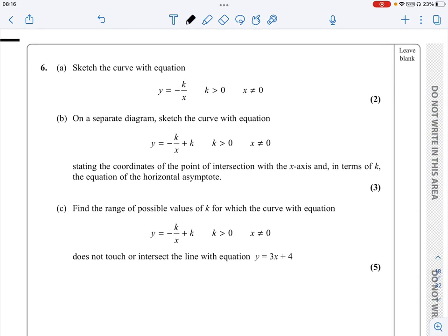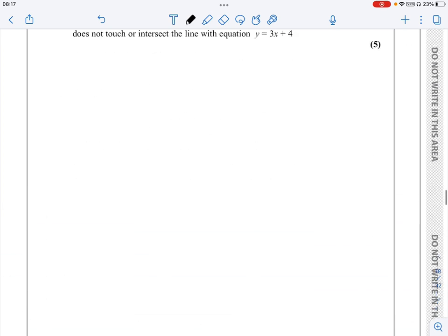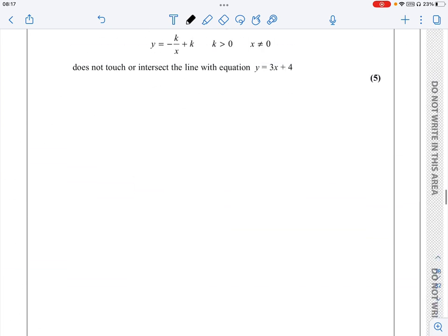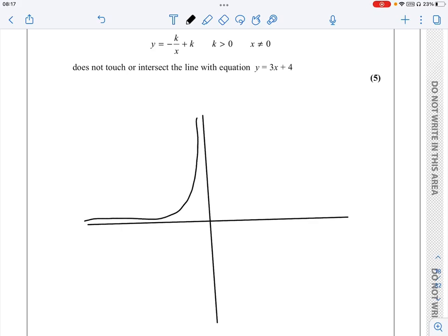Coming to question number 6. It's been asked, sketch the curve y equals minus k upon x, where k is a positive number. Then on a separate diagram, sketch the curve with equation minus k upon x plus k, stating the coordinates of the point of intersection with the x-axis in terms of k, and the equation of the horizontal asymptote. So first of all, he is asking us to sketch the curve y equals minus k upon x. Minus k upon x will be the reciprocal curves over here. These are y equals minus k upon x.